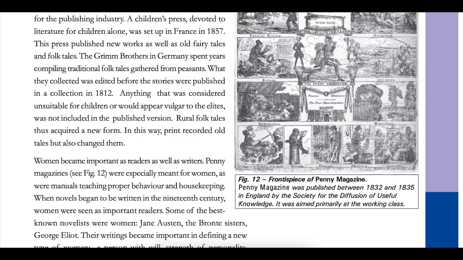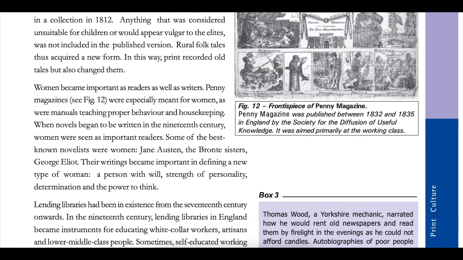The Grimm brothers in Germany spent years compiling traditional folk tales gathered from peasants. What they collected was edited before the stories were published in a collection in 1812. Anything that was considered unsuitable for children or would appear vulgar to the elites was not included in the published version. Rural folk tales thus acquired a new form. In this way, print recorded old tales but also changed them.